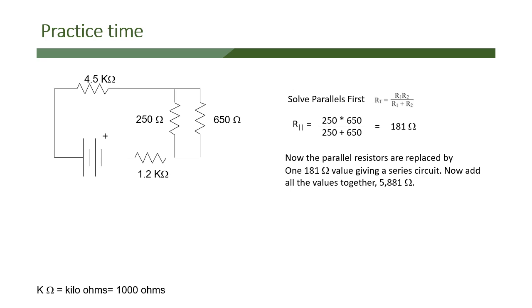So the first thing is we're going to solve the parallels first. And because there's only two in the network, you can use the special formula R1 times R2 over R1 plus R2. And we end up with 181 ohms. We know that's probably right because it's less than 250 ohms. Remember, in a parallel network, the total calculation for that network is going to be less than the lowest value of resistor in the network. And now if we replace that network with a 181 ohm resistor, we have a series circuit, and then we just have to add 4,500 ohms to 181 ohms to 1,200 ohms and give us the total resistance of 5,881 ohms. And that's how you solve that problem.